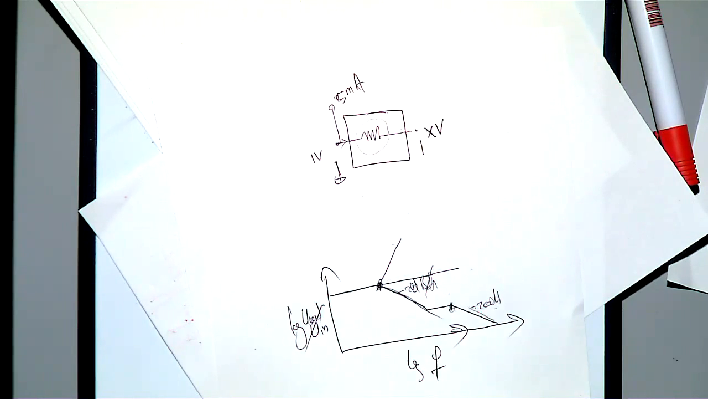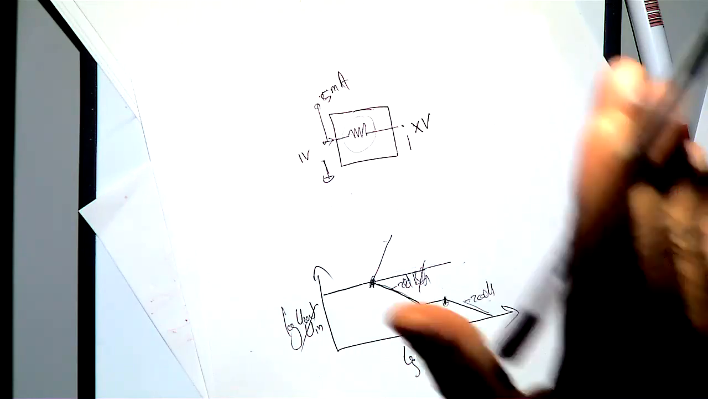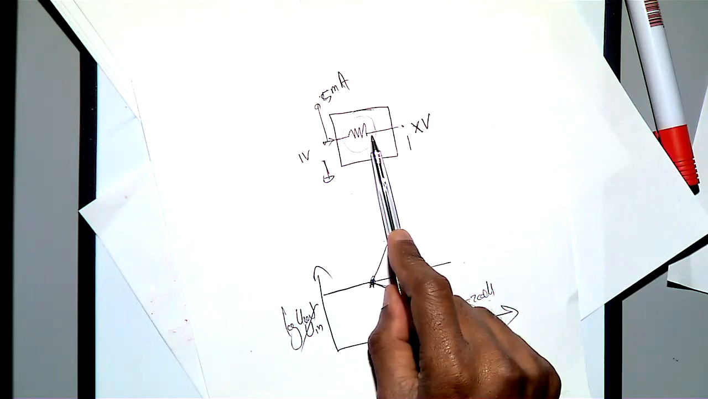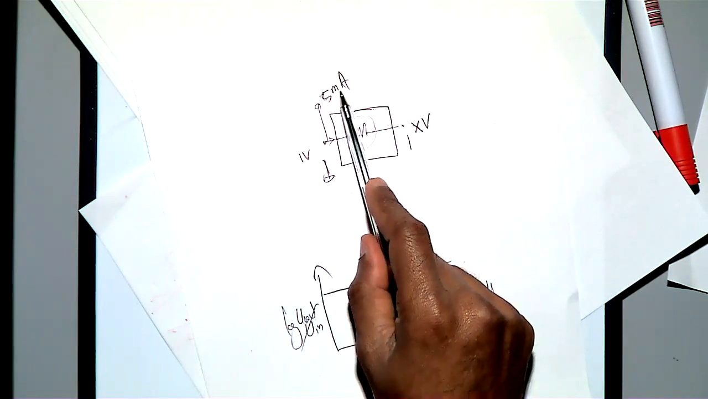So this is a box. Then this is a one. Then I just closed the box. Then how do you know this resistor is here or not? Because you got 5 milliamps here.